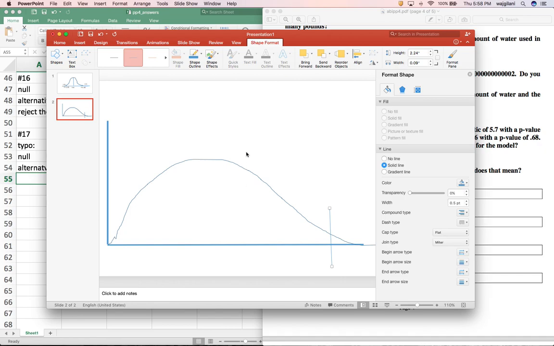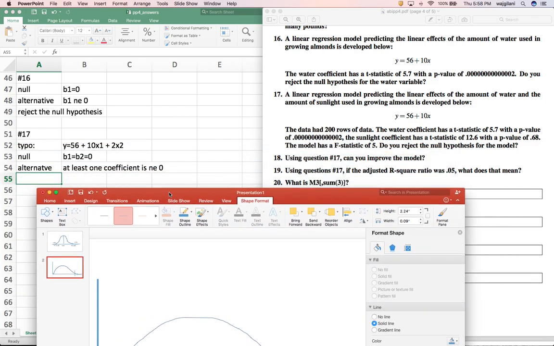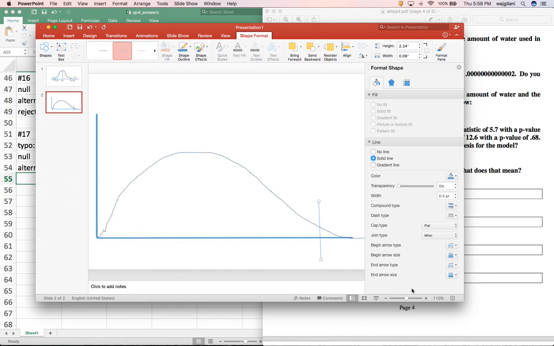So the question is, what is the f value here? In the question, I tell you that the f statistic the linear regression gave back for this model was 5. So where does 5 fall in here? We're not going to know until we get the demarcation f value that separates the critical region from the non-critical region, where we reject or fail to reject the null hypothesis.